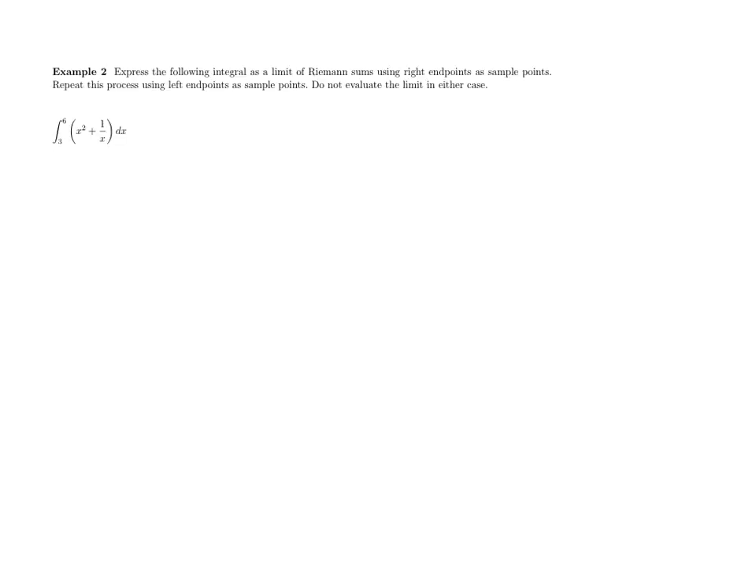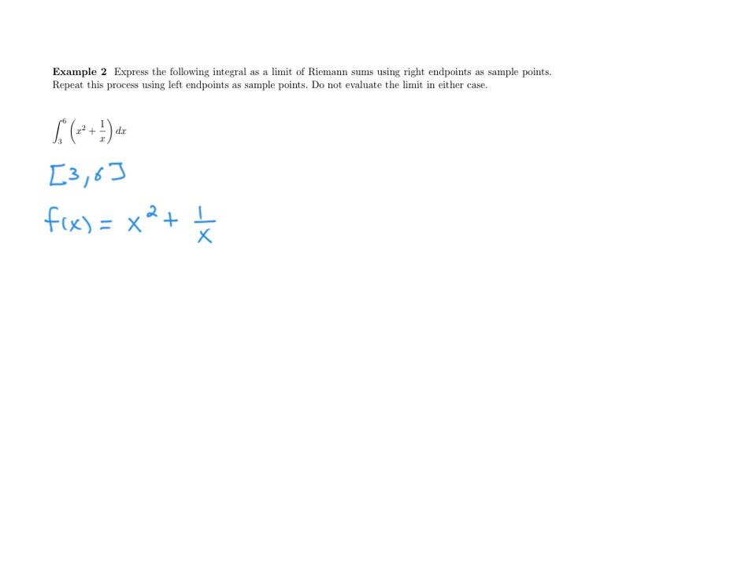In example 2, let's go the other way in this process. Here we have a definite integral. Can we express this as a limit of Riemann sums? And here we're going to use right endpoints as our sample points. So looking at this definite integral, I first can see that the interval that we're working on is from 3 to 6. And the function that we are integrating is x squared plus 1 over x.